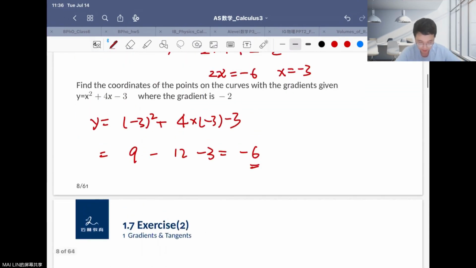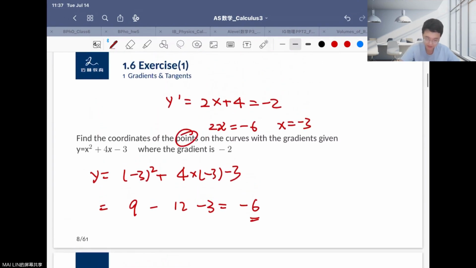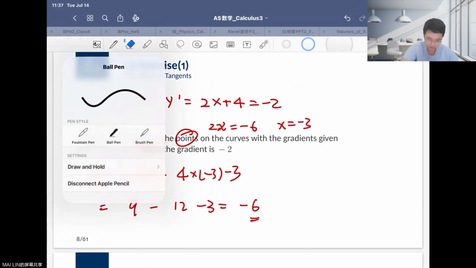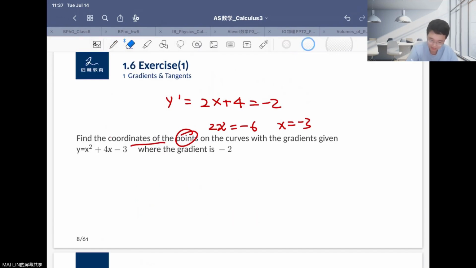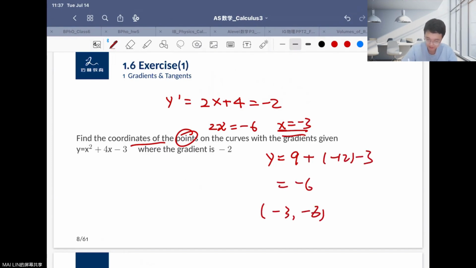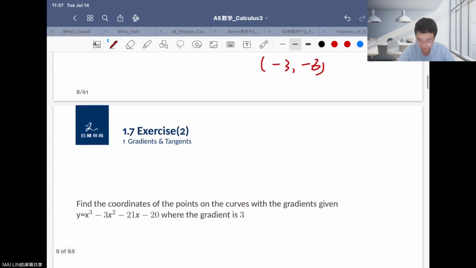Please pay attention that what is asked for here is the coordinates of the point. A point means not only the x value; you also have to calculate the y value. So we set x equals negative 3, and then y equals 9 plus negative 12 minus 3, which is negative 6. So the total point is negative 3, negative 6. You have to write it down this way: not only the x coordinate and the y coordinate separately, but together they form a coordinate.